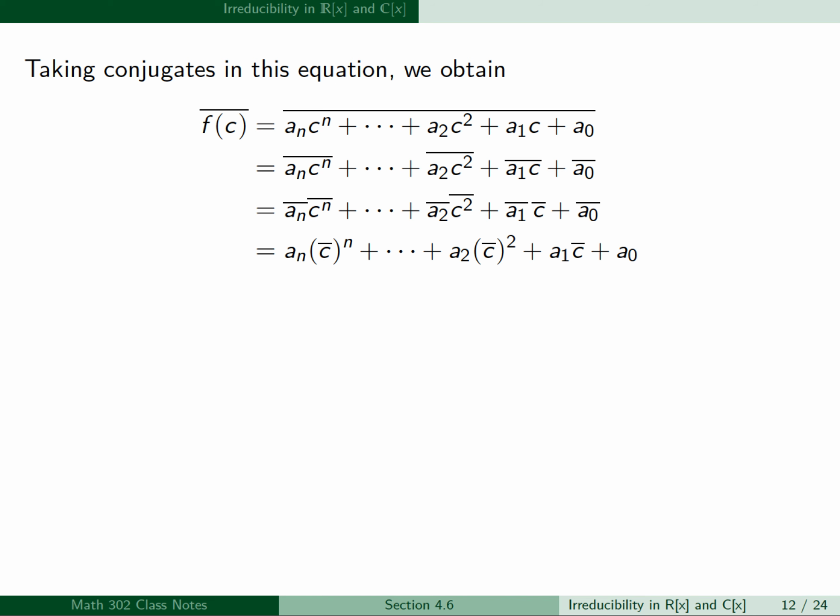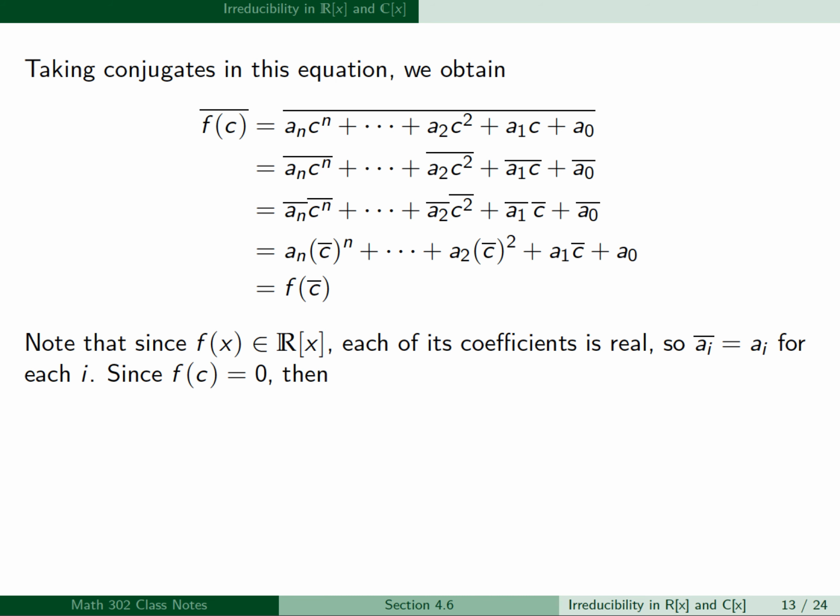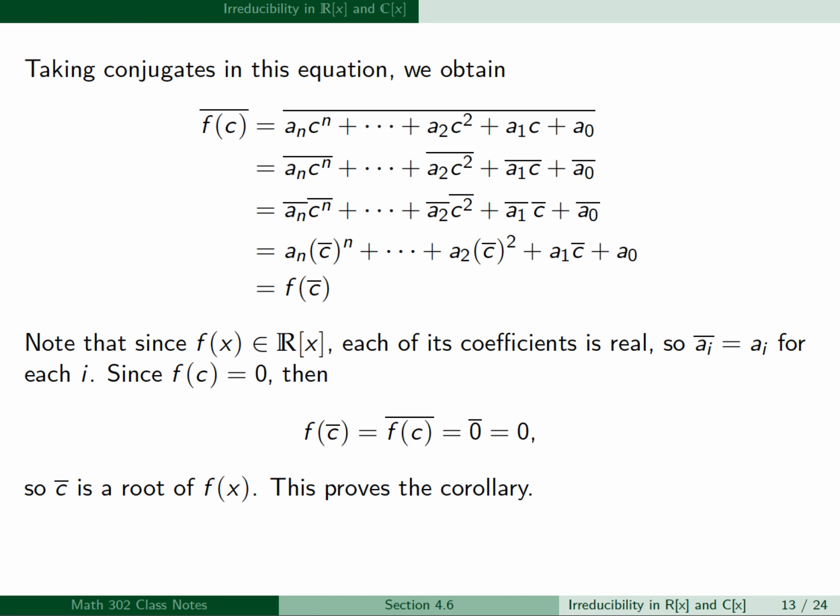Now in this line, we've also used the fact that each of the coefficients of f(x) is real, so the conjugate of each of the coefficients is just the coefficient itself. So a_n bar is a_n, a_2 bar is a_2, and so on. And so the expression on the right is now equal to f(c bar). Now since f(c) is 0, then f(c bar), which we've now shown is the conjugate of f(c), is equal to 0 bar, which is just 0. So this tells us that c bar is a root of f(x), and this proves the corollary.